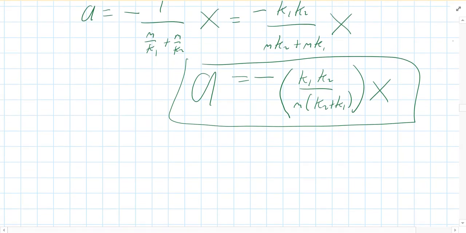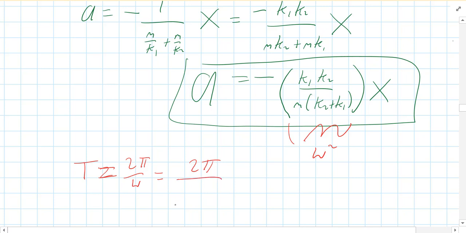Now the easy part is figuring out the period. Okay, whatever's in front of the x, all this is omega squared. So period is equal to 2 pi over omega, which is 2 pi root the reciprocal of that fraction. So you would get m times k2 plus k1 over k1 times k2.